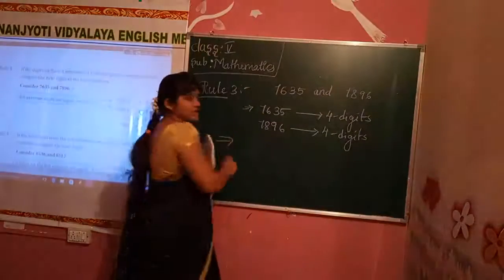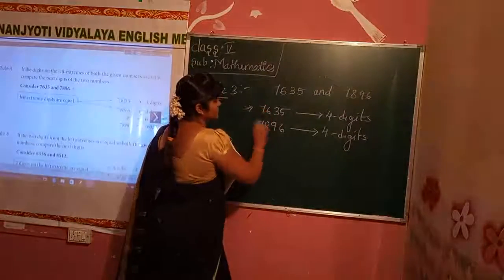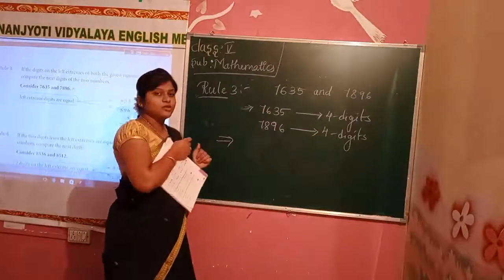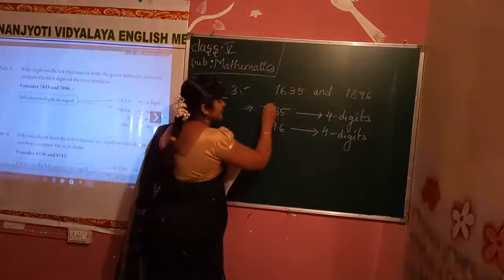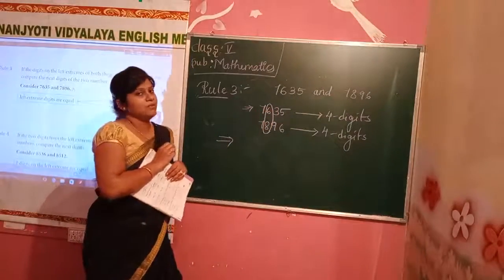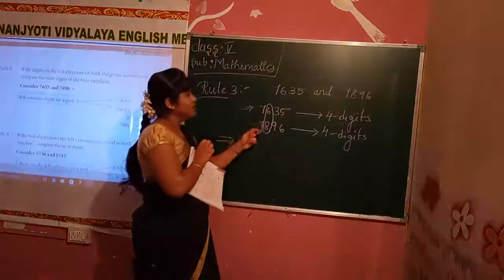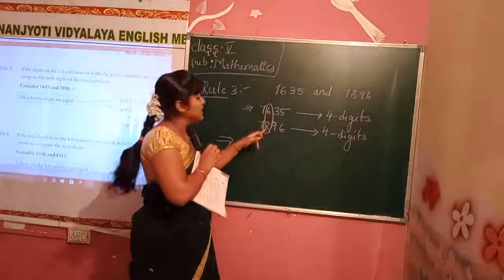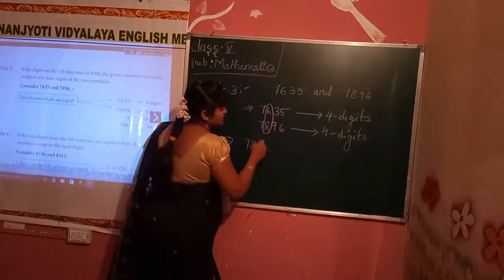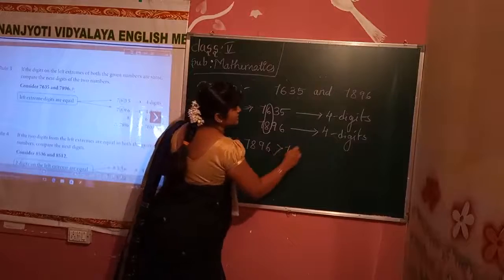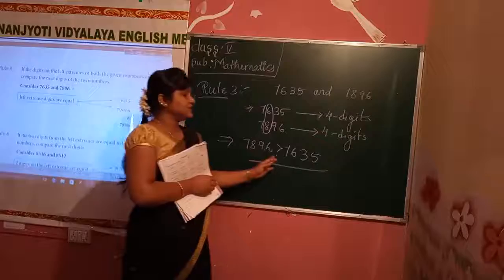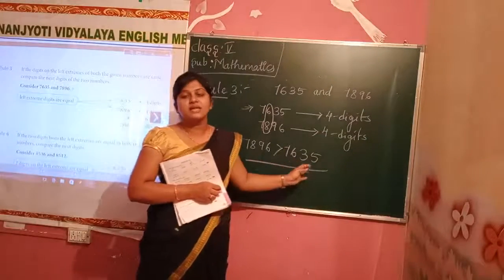Now in such a case we look at the first digit, but here the first digit is also the same. So we have to see the second place of the number. Now compare: is 8 greater or is 6 greater? 8 is greater. So easily we can tell that 7896 is greater than 7635.